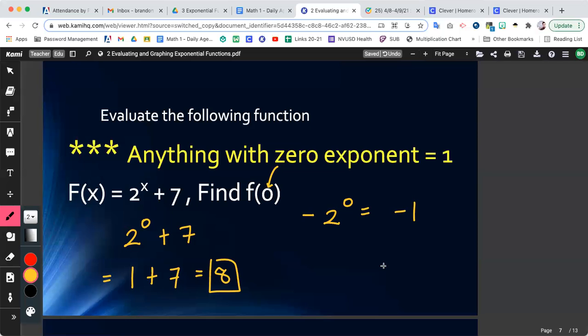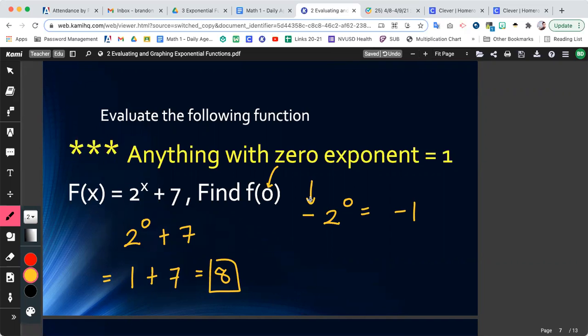Well, we're just talking about the -2 part right now. But yeah, if you were going to add 7, you would add 7 to that. Okay, so that's very important. If there's a negative sign in front and there's no parentheses, then you do the 2 to the 0 first. That makes it 1. And then the negative makes it -1. Got that locked in? Okay, let's try another one.